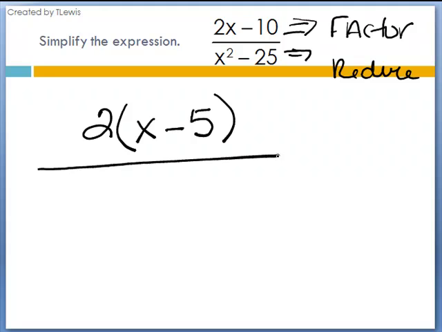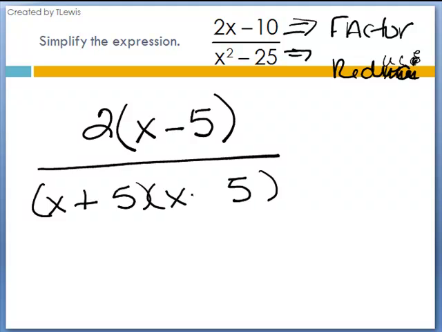Now look at your denominator. Is there a GCF that can be factored out? If not, how many terms do you see? Well, the number of terms that we see, we have 2 terms. This is a square, so we're going to use the difference of 2 squares. x and x for the first term, 5 and 5 for the last term, and we have opposite signs.